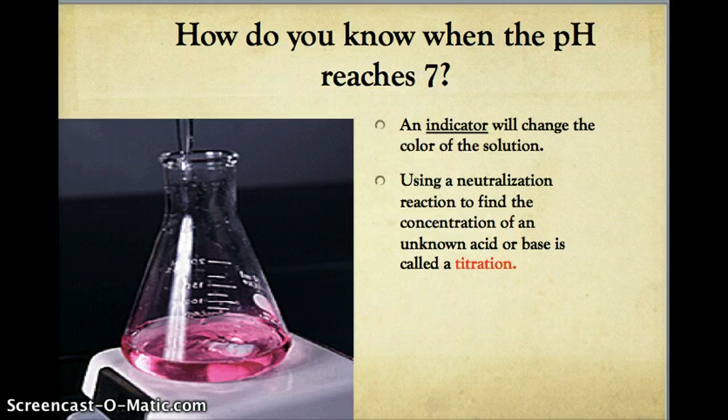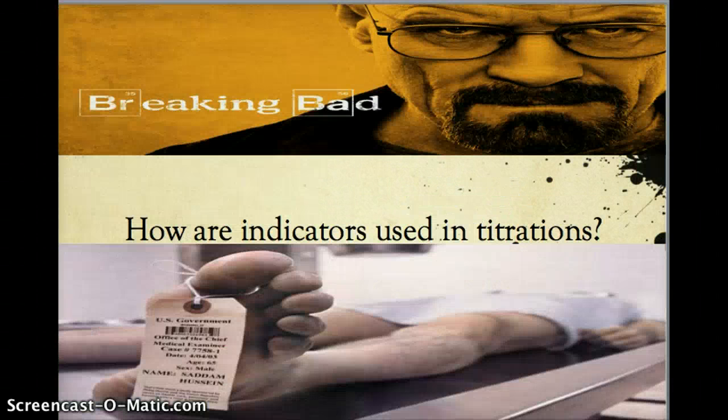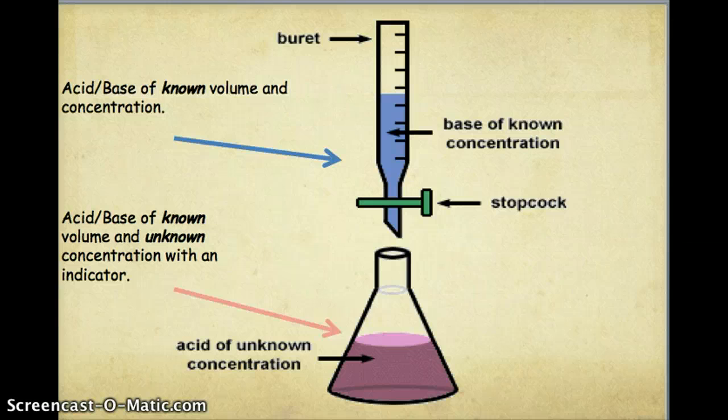Now, indicator changes color, titration, okay, what the heck is this? Let's get to it. So how are indicators used in titrations? Well, this is the experimental setup. This is called a flask. In this flask, you have an acid. It's of unknown concentration. Let's pretend this is not pink, it's actually clear, okay?